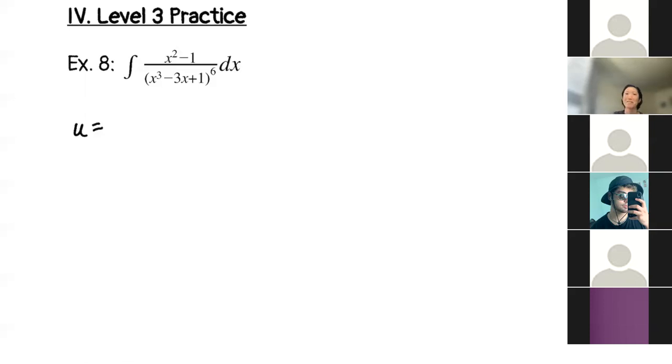All right, awesome. Okay, so the most common guess, which is absolutely correct, is that we are going to take the thing in the denominator, but not the power, just the thing in the parentheses. x cubed minus 3x plus 1. Now, if that was your guess, what do you think the du is? If this is our u, what do we get for du?